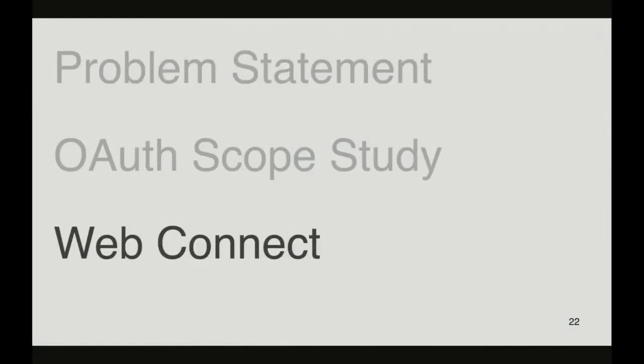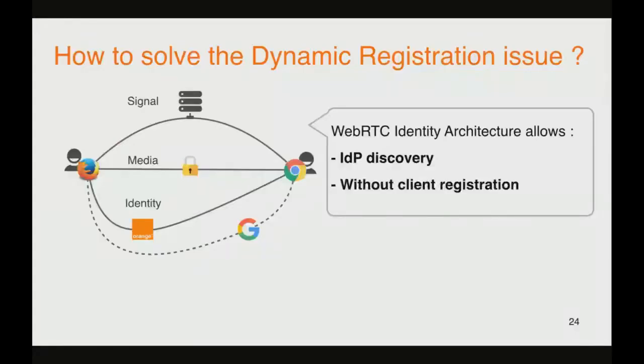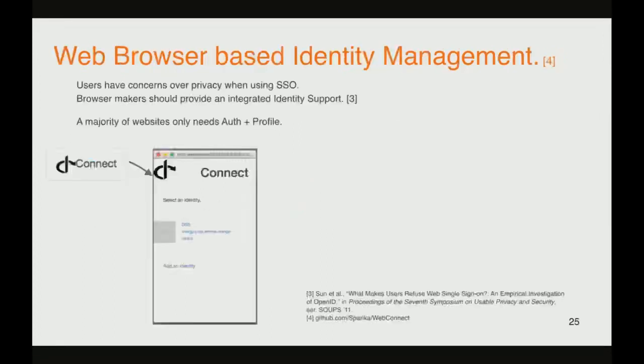And so our solution to the dynamic registration problem, we had 3 research questions, and we found that dynamic registration may be an issue for users to choose their identity providers. But on WebRTC, the identity solution allows identity provider discovery and without client registration. The client here being the website. So we propose a web browser-based identity management. At the moment, it's a prototype, a Firefox extension.